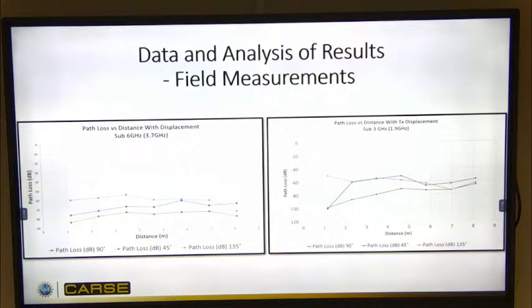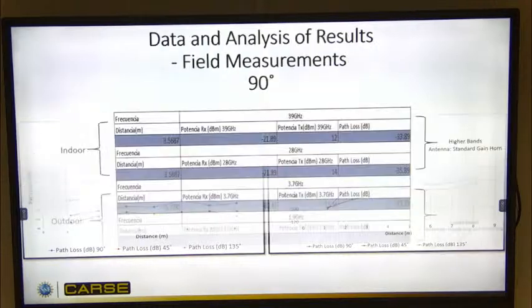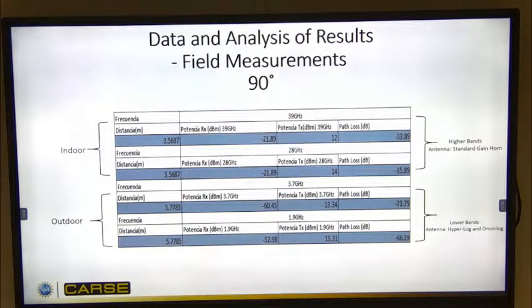So, for the results with a displacement, it can be seen that the greater the angle, the more altered the expected results were. And again, this can be caused by different factors such as the distance or the position. Okay, so here we have the data obtained for the higher and the lower bands, but taking into consideration only one point, which is the 90 degrees.